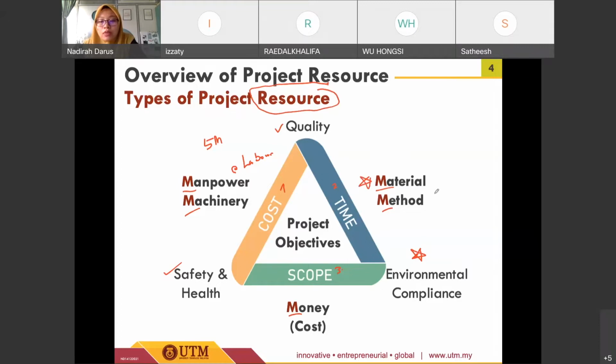Similarly, let's go to the method, which refers to how we construct the project or specific construction activities, how we conduct it, what the procedure is. So that's referring to the method. And of course, in order for us to construct the project, we need to have funds or money. We need to have the capital. So overall, there are several types of project resources, the main resources that we need for our construction. All of you just remember this 5M so that it is easier for you to recall and remember the main components of the project resources.